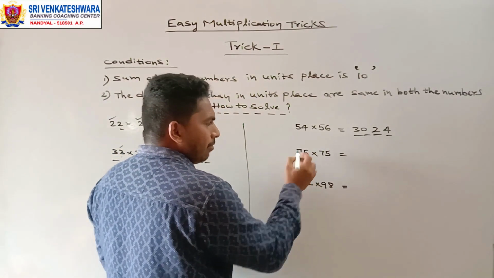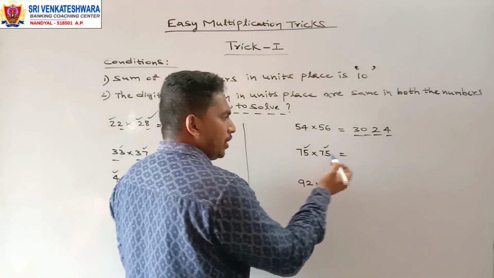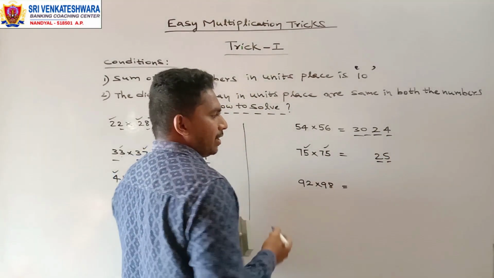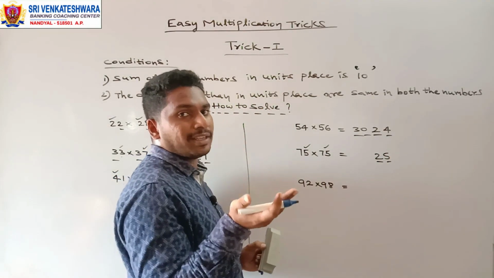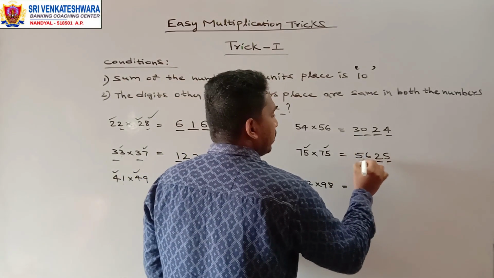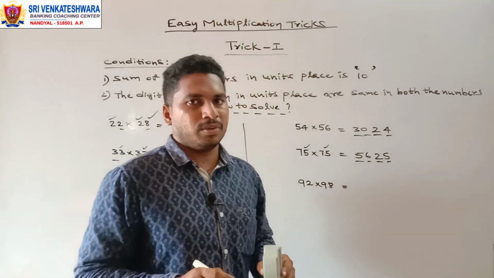Now let us solve this. As usual, whatever is present in the units place, you have to multiply. 5 into 5, that is 25, right? 25. 7, 7. What comes next to 7? That is 8. 7 into 8 is 56, right? 56. So 5625 will be the product of those two numbers.